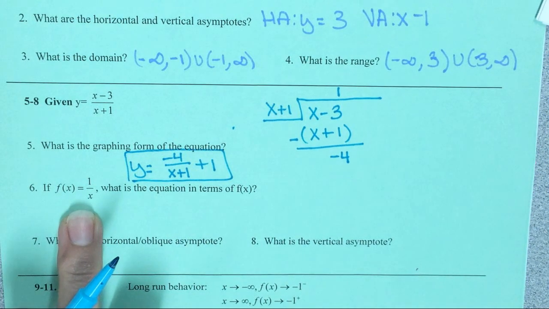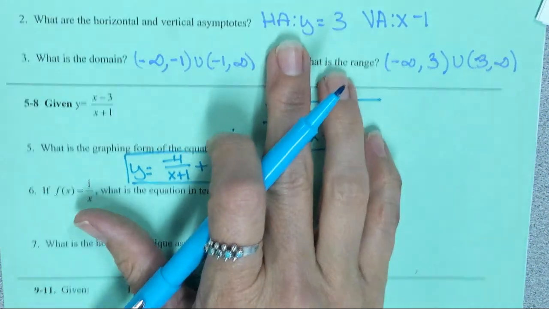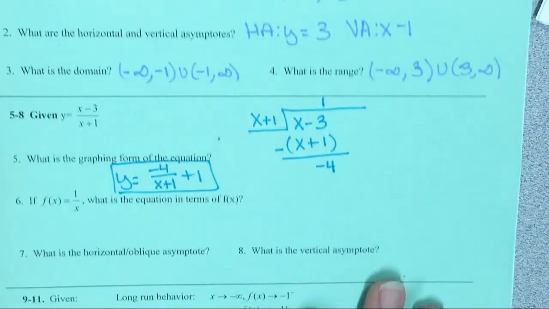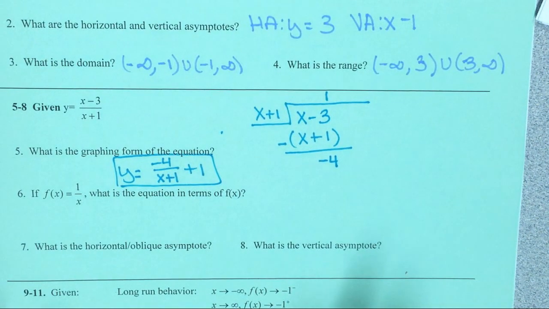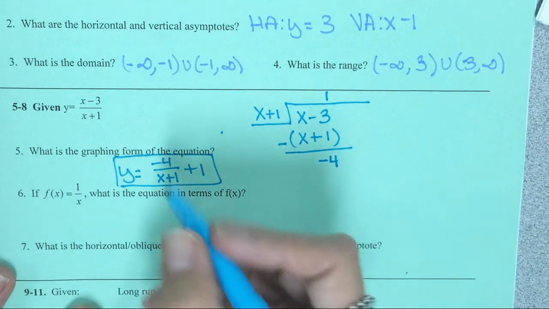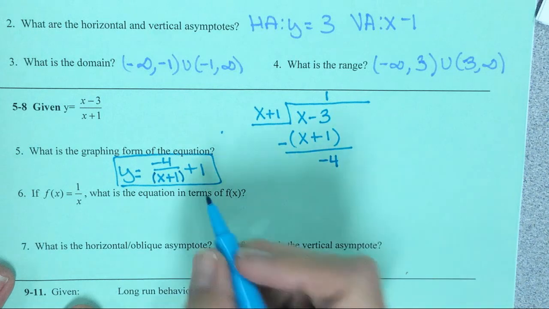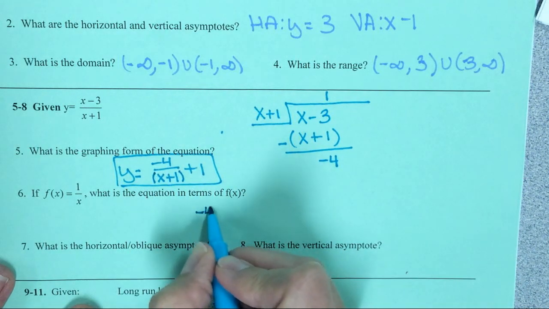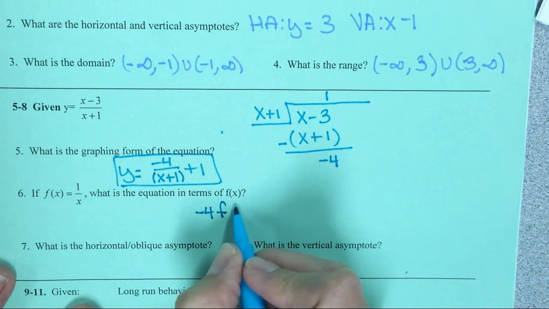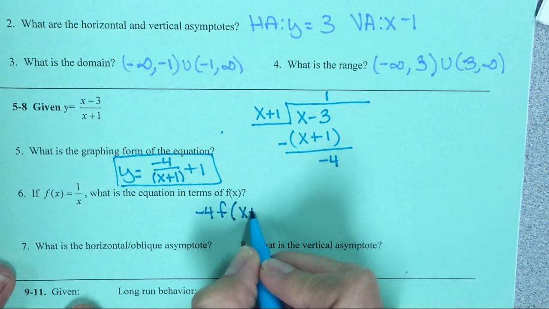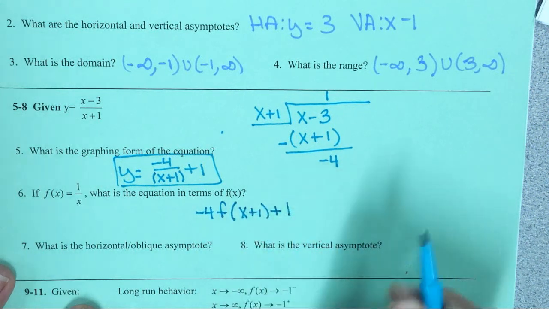They want me to write this in terms of f of x, so just like we did above, same kind of thing. If it's in the parentheses, then we're going to keep it in the parentheses. If it's not in parentheses, then we don't. So this right here could be written in parentheses. So I'm going to write a -4 outside. Then I'm going to write f parentheses x plus 1 plus 1.